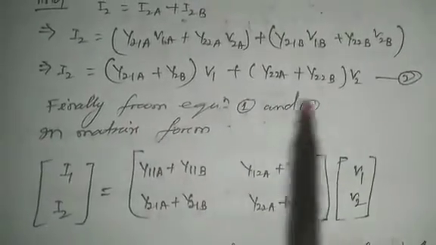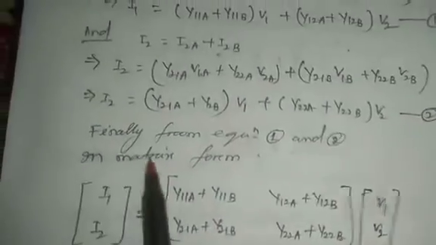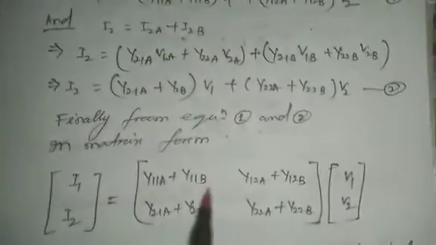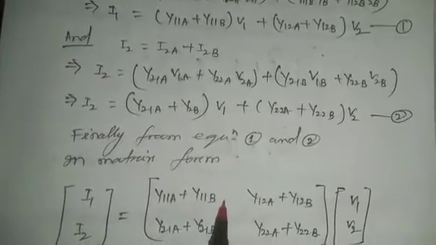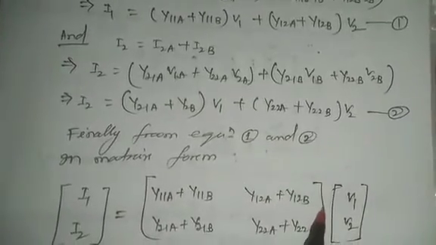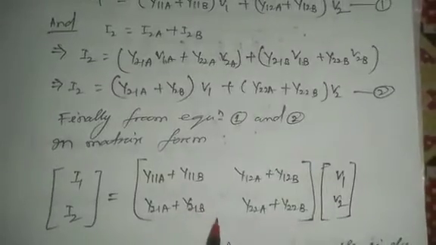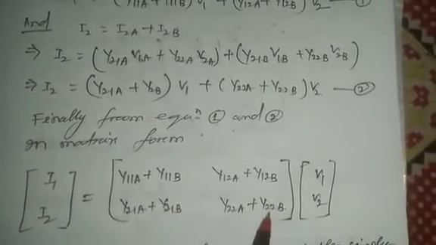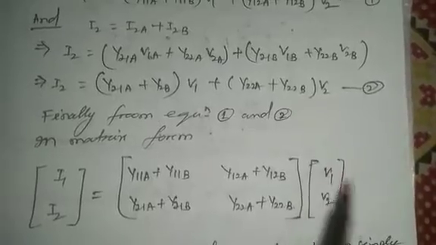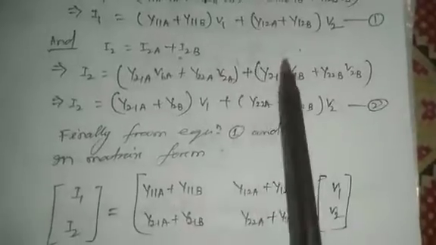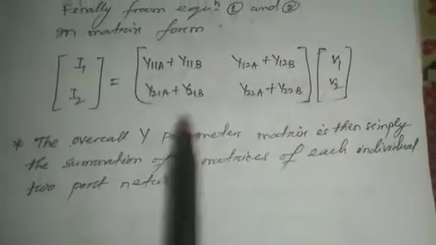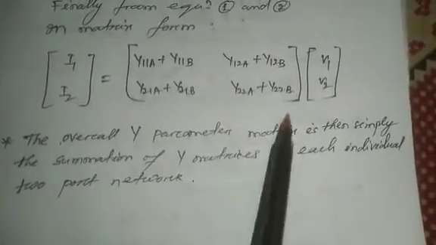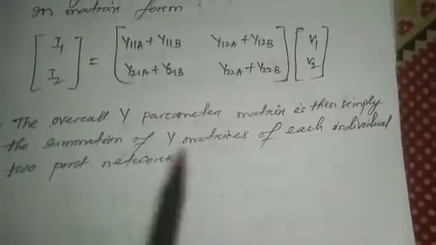Finally, from equations 1 and 2, we get in matrix form, on the left hand side I1 and I2, and on the right hand side the matrix y11A plus y11B, y12A plus y12B, y21A plus y21B, and y22A plus y22B, multiplied with V1 and V2. If you matrix multiply this, you can easily get equations 1 and 2. What is the conclusion from this equation? The overall y parameter matrix is simply the summation of the y matrices of each individual two-port network.